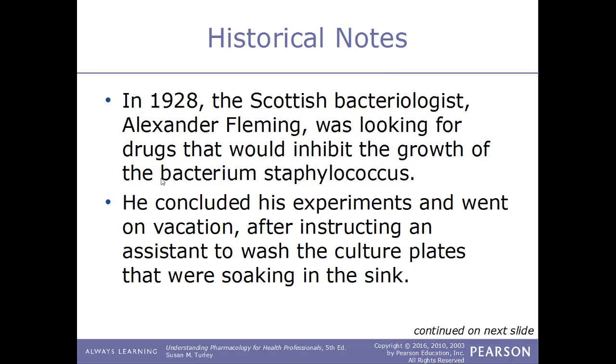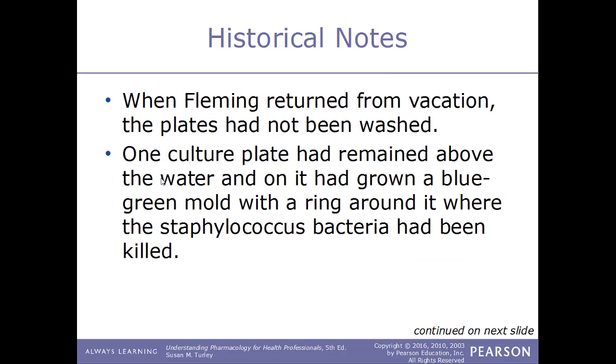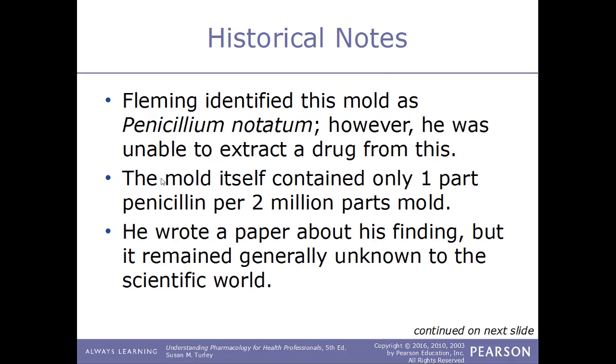Historical note about penicillin: in 1928, the Scottish bacteriologist Alexander Fleming was looking for drugs that would inhibit the growth of the bacterium Staphylococcus. He finished his experiments and then went on vacation, after instructing his assistant to wash the culture plates that were soaking in the sink. When he returned from vacation, the plates had not been washed, and one culture plate had remained above the water, and on it had grown a blue-green mold with a ring around it where the Staphylococcus bacteria had been killed. Fleming identified this mold as Penicillium notatum.